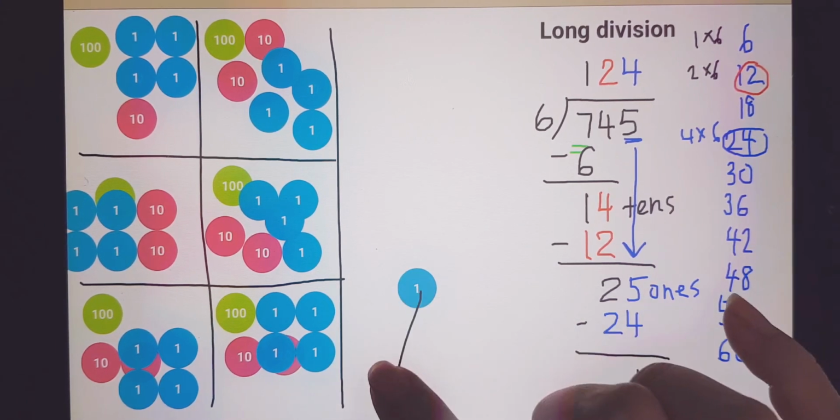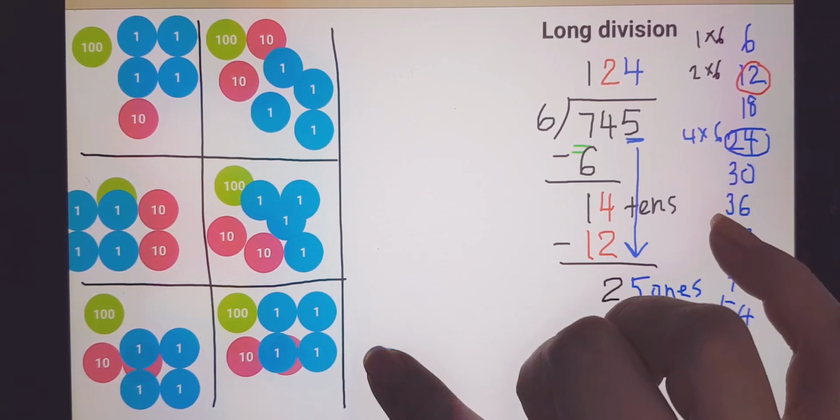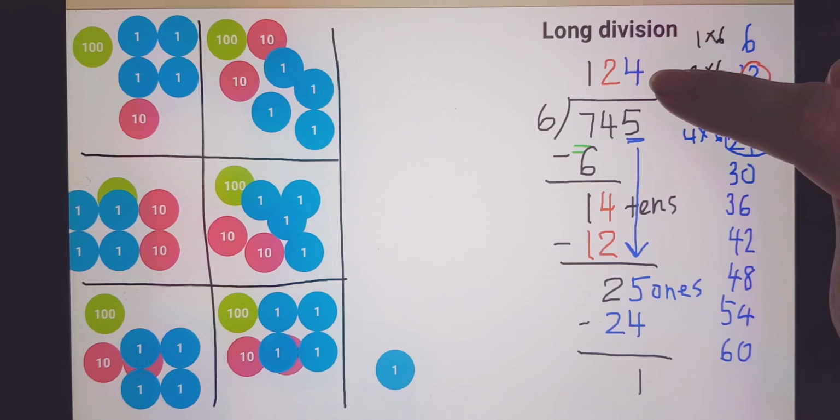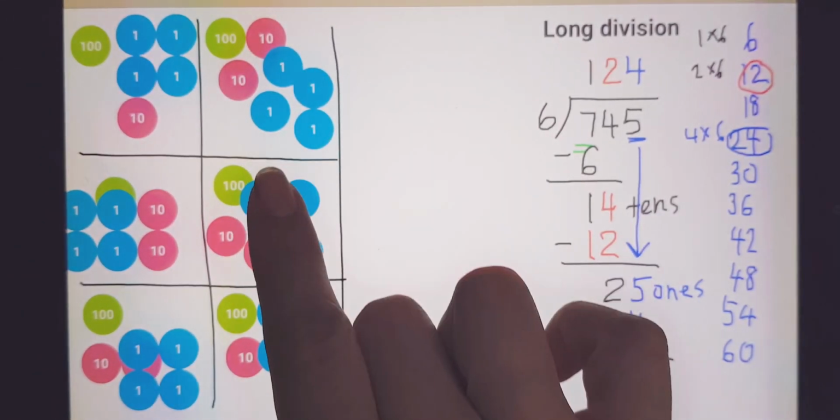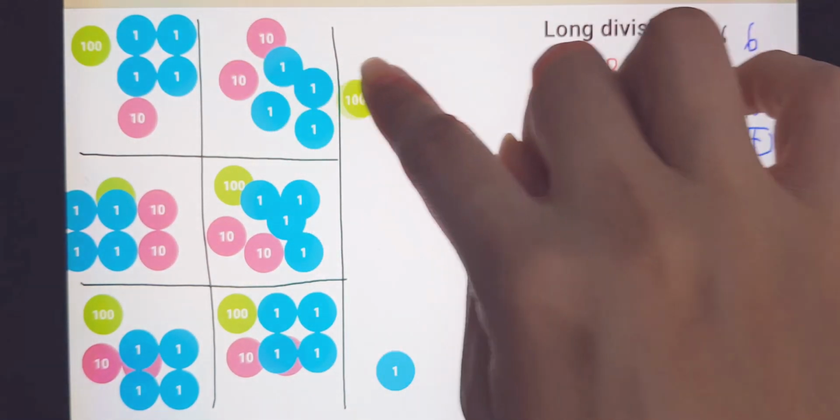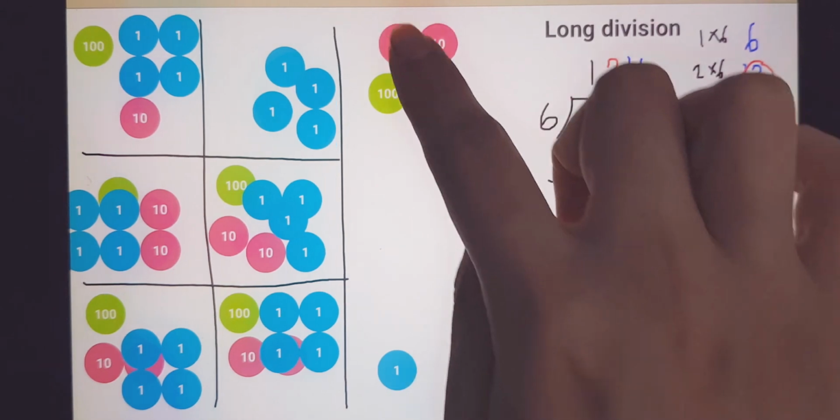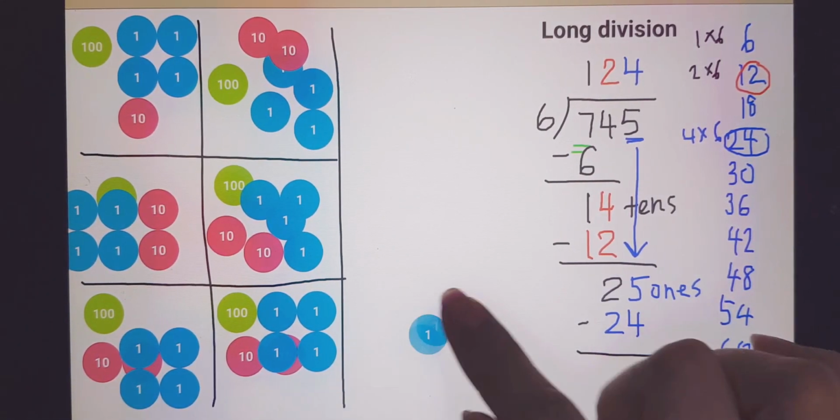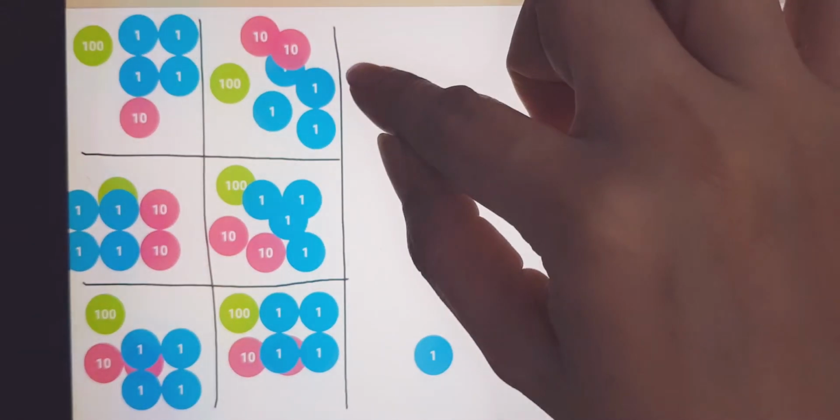So when we split 745 into 6 equal groups, the answer 124 tells us that there is 124 in each group. If you look at this group, 124. One group has 124, and we have one that is not able to be shared equally into the groups. Now, how do we check our working?